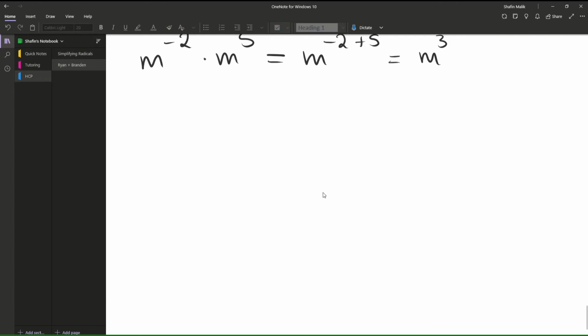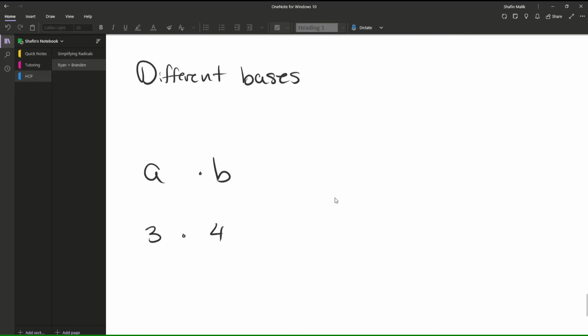Now let's consider the case of exponents with different bases. In these cases, we will have an expression with two different bases, such as a and b, or 3 and 4, or any combination of numbers and variables. And the exponent in these cases should be the same between bases, such as n here and 3 for the second one.